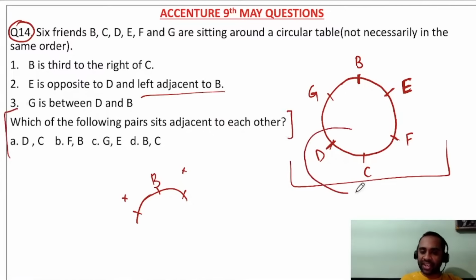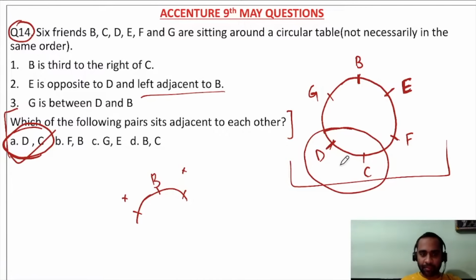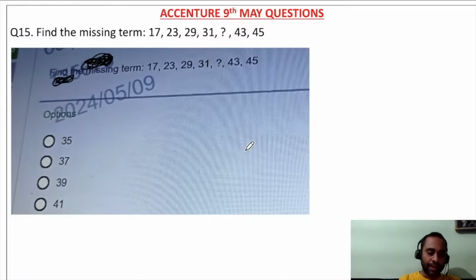Now they're asking which of the following pairs sits adjacent to each other. DC are adjacent to each other and sitting nearby. See F and B: F is here, B is there, so no, they are not sitting together. GE: G is here, E is here, no. BC: B is here, C is here, no. So these are not sitting together. Clear. Next.